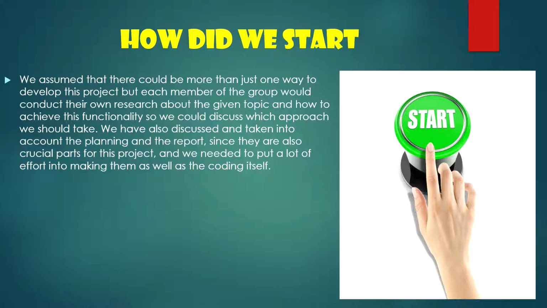How did we start? We assumed that there could be more than just one way to develop this project, but each member of the group would conduct their own research about the given topic and how to achieve this functionality so we could discuss which approach we should take. We have also discussed and taken into account the planning and the report, since they are also crucial parts for this project, and we needed to put a lot of effort into making them as well as the coding itself.